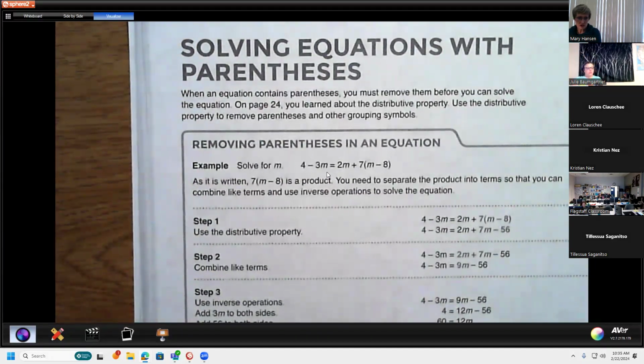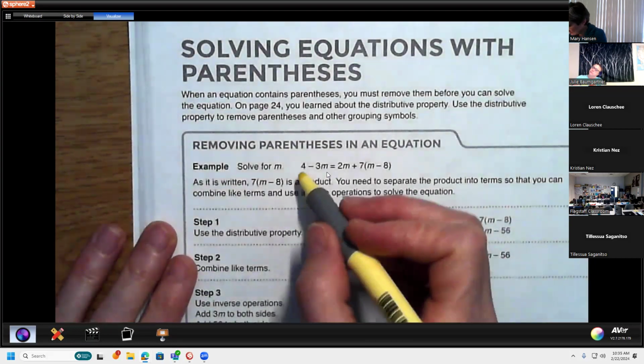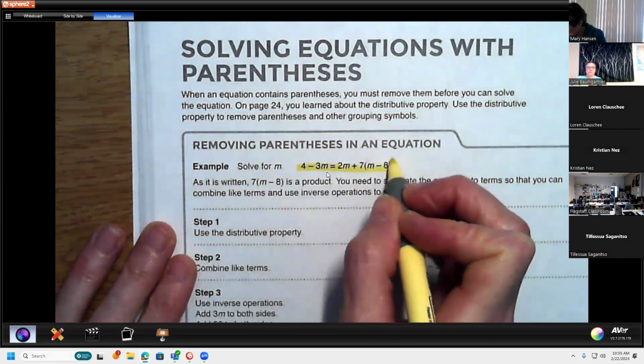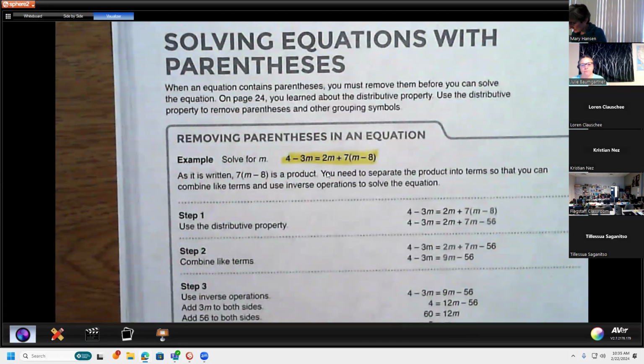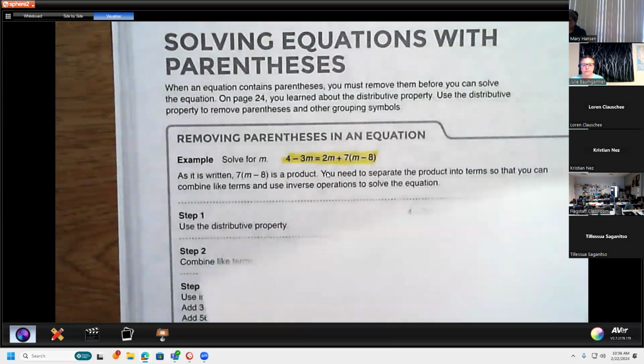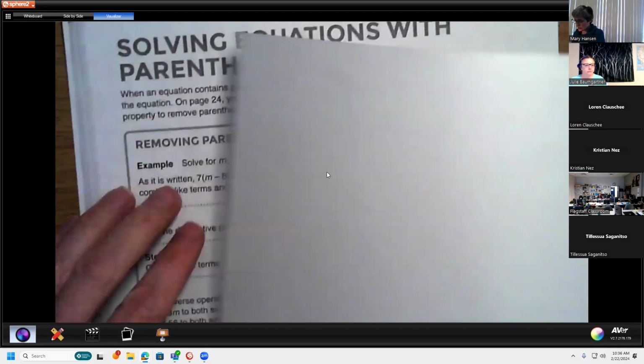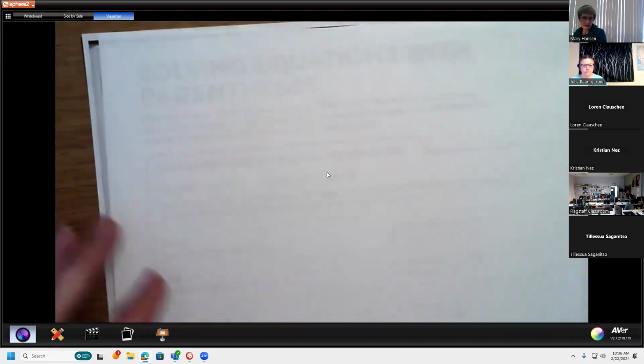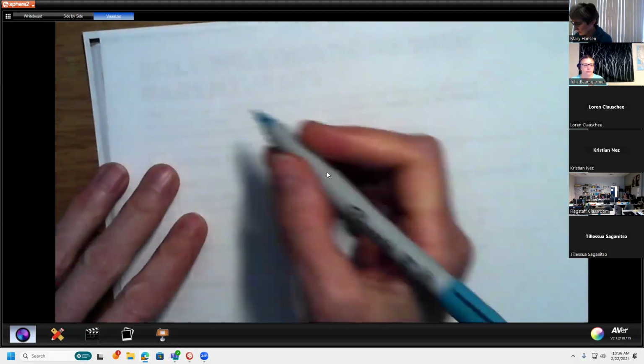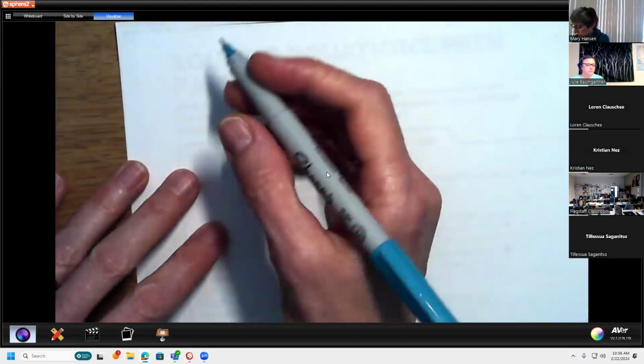Okay, so we're on page 42 of the packet. And so they've given us a problem. Actually, I'm going to do one problem before this one. Let's start with a simpler one. So on another sheet of paper or in the margin or wherever you want to write it, let's start with something where we only have variables on one side.